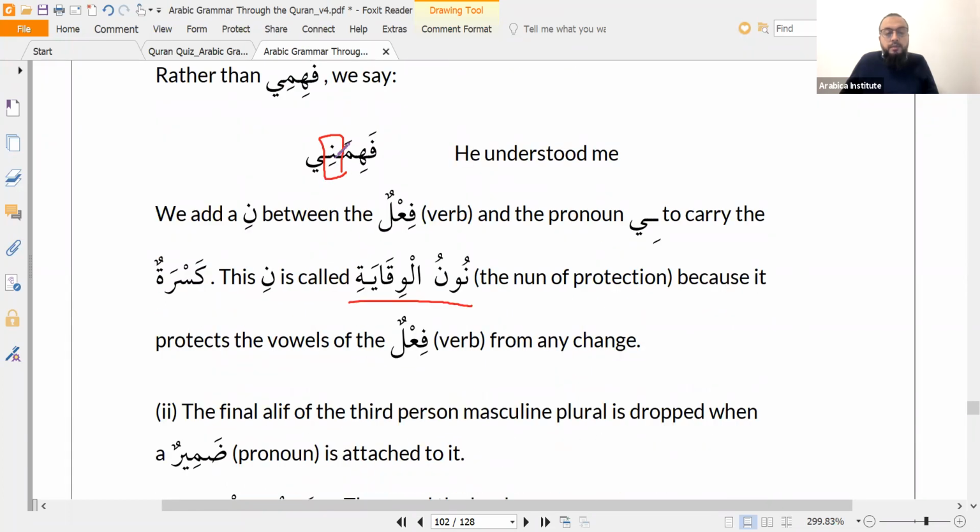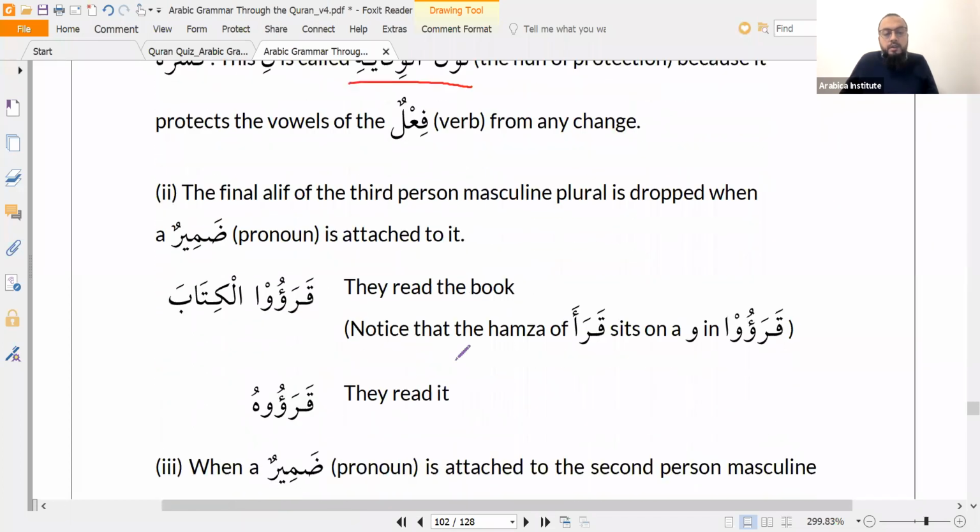We're going to look at some verses of the Qur'an where there's an interesting twist to this noon. So let's watch out for that later, inshallah. Right, so here we have, they read the book, right? So that's straightforward. The verb looks normal here. And this is your maf'ulun bihi.